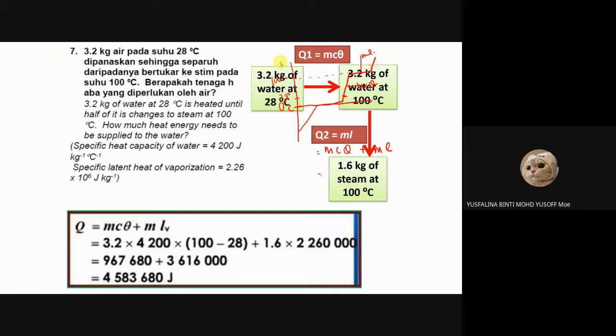But for this one, which is used to increase the temperature, the whole liquid will experience the process of boiling. So I have to use the mass of the water, 3.2 times 4200, and then the change of temperature, the final temperature minus the initial temperature. Does everyone have this answer? Does anyone still not have the answer for this one?